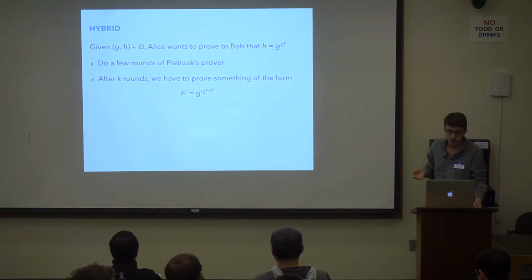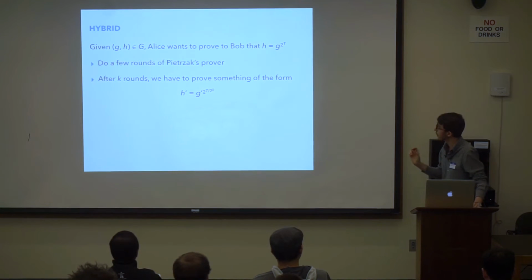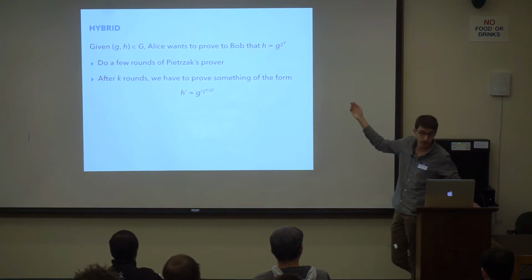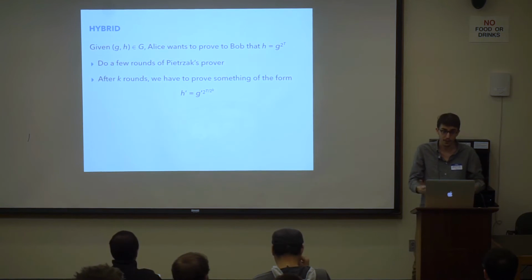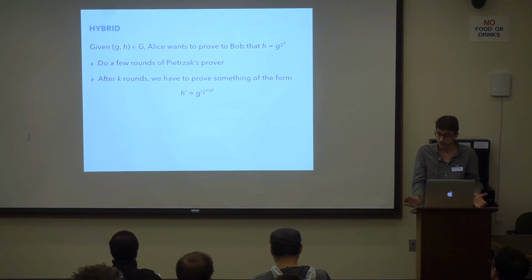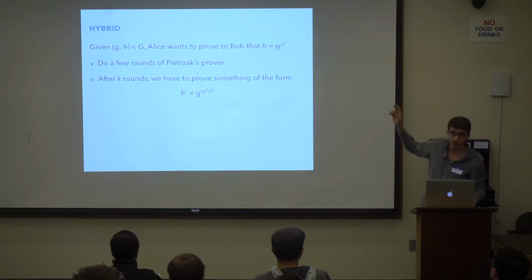Because each round divides by 2 the length of the statement you're trying to prove. So in the end, you have a length of t divided by 2 to the k. So each round divides by 2. And at the end, you have this kind of statement to prove where h' and g' are not the same as the original h and g, though.